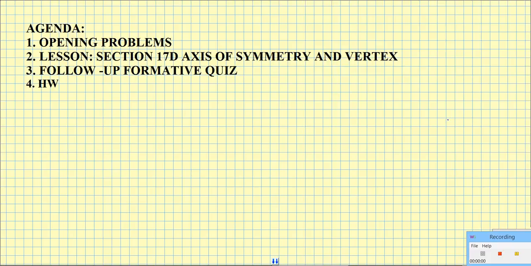Hi everyone, we're starting section 17D from the MYP 5 Plus textbook. We are continuing with quadratics and we're going to be looking at the axis of symmetry formula and the vertex and how they can be used in different situations.